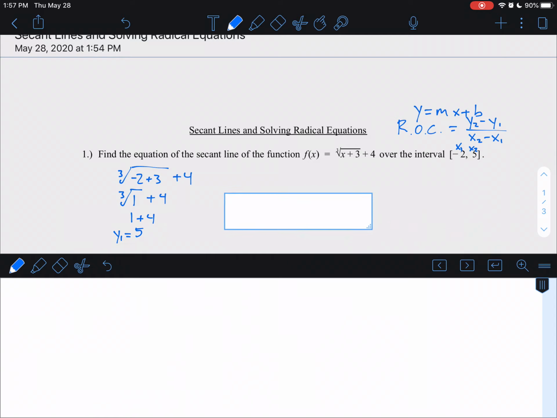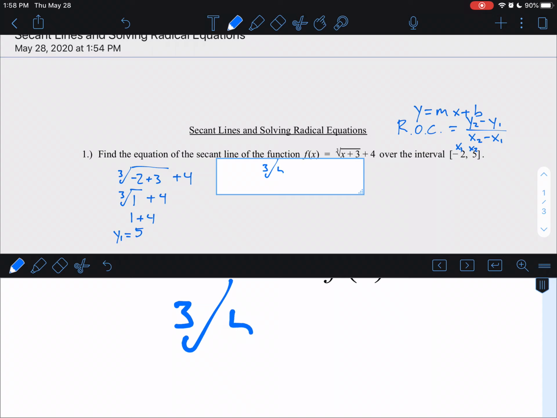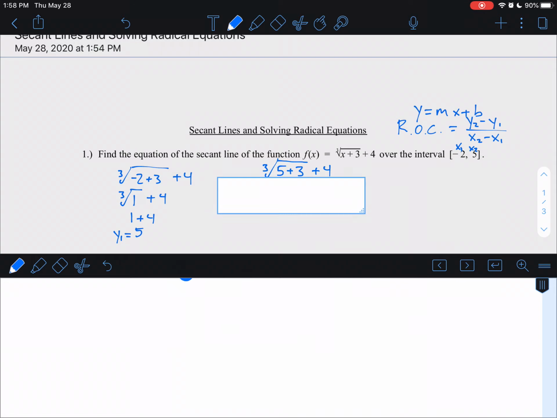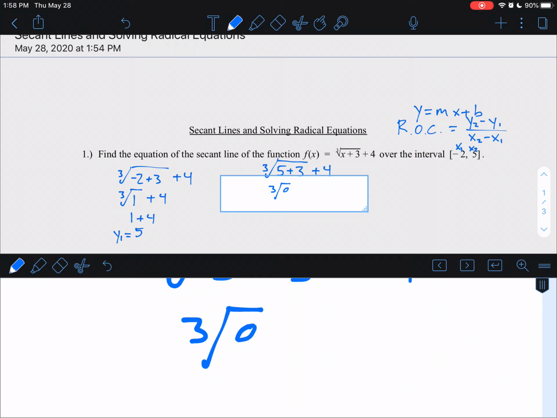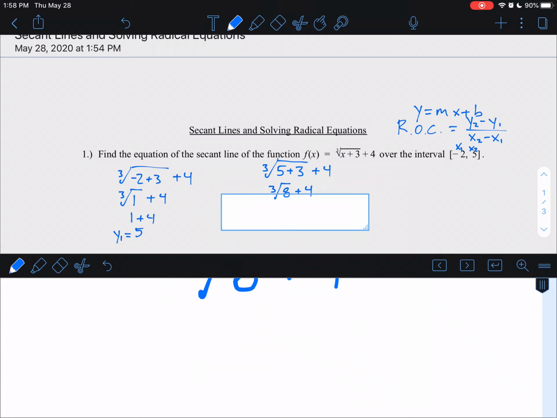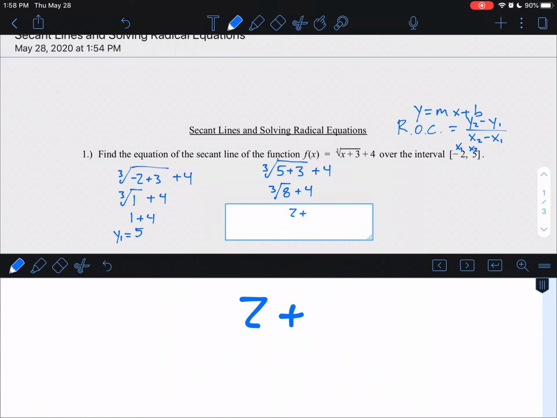My second y value is going to be when I plug in the second x value. So let's see, that would be the cubed root of 5 plus 3, plus 4. So 5 plus 3 is 8. So the cubed root of 8 plus 4. And the cubed root of 8 is going to be 2. So y2 is 6. So there we go. y2 is 6, y1 is 5.